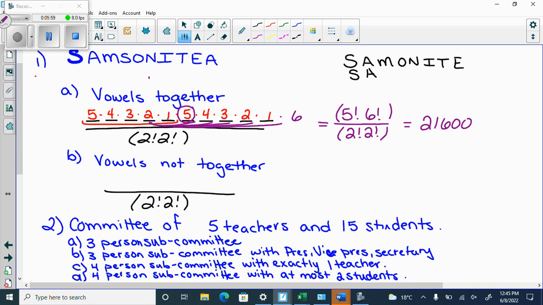All right, vowels not together. We do total minus vowels together. Total is 10 factorial over 2 factorial, 2 factorial. And then I'm going to subtract 21,600 because I already found out what the vowels are together. So I do 10 factorial divided by 4 minus 21,600. 885,600.